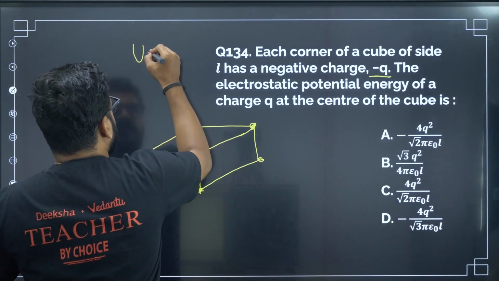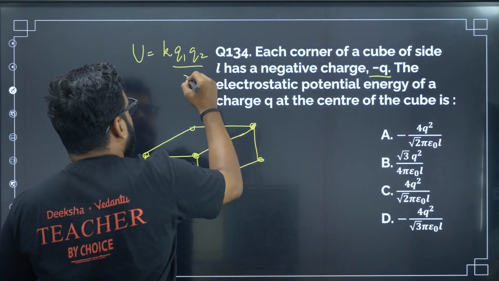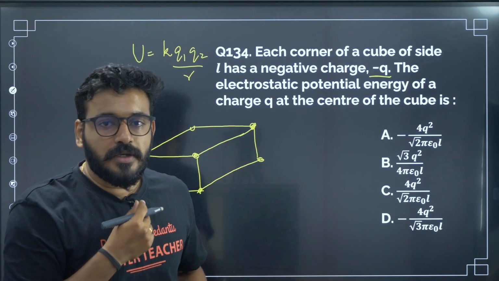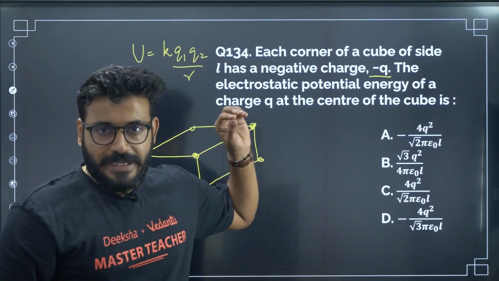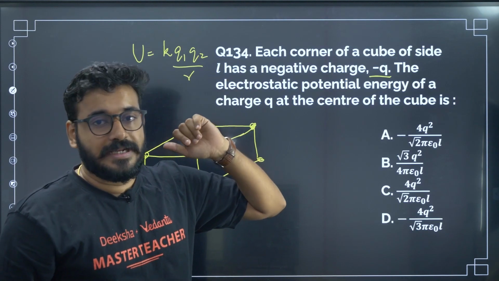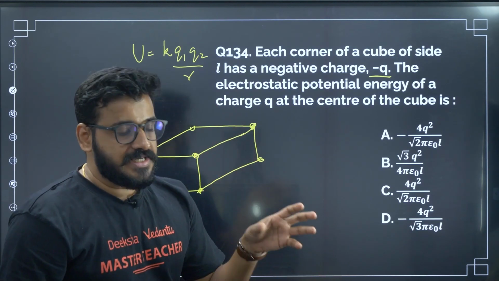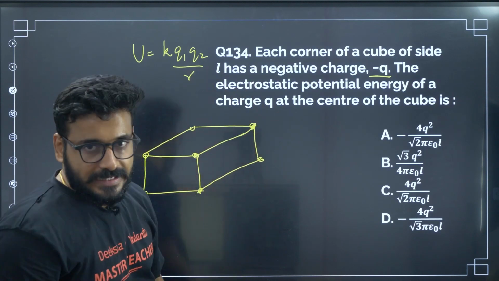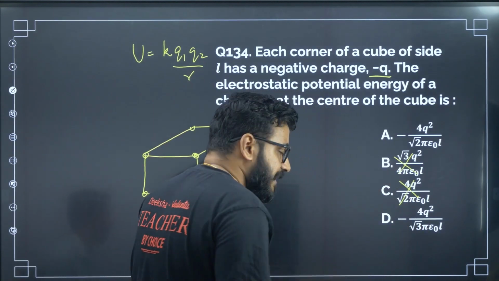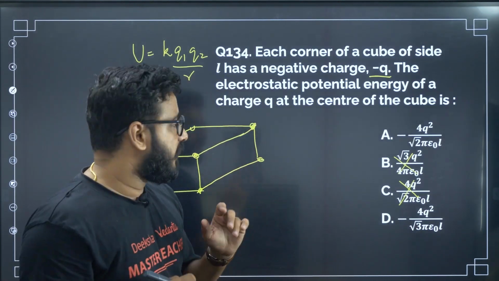Potential energy is given as K Q1 Q2 divided by R. First of all, both the charges are not same. At the center positive, at the vertex negative. So this will give a negative product. Okay, positive charge into negative charge, they will give a negative product. So it is not a positive answer, first of all. So options B and C can be cancelled. So it's negative. Now among the negative, what is the correct answer?